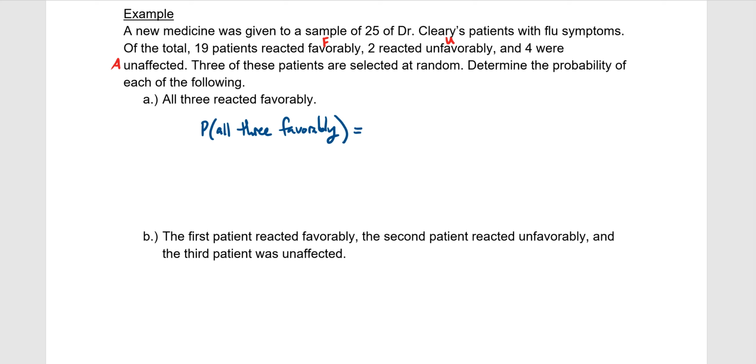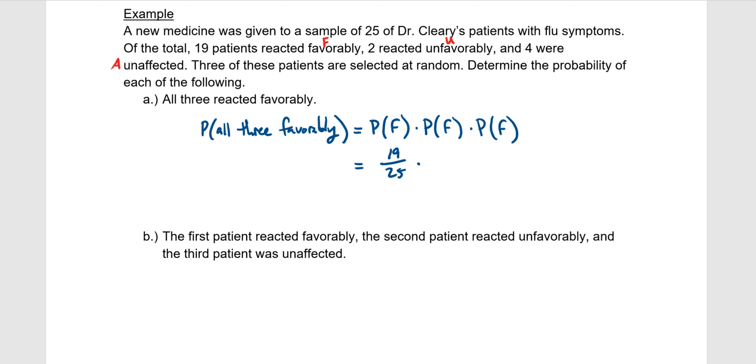It's going to equal the probability that the first one reacted favorably times the probability that the second one reacted favorably times the probability that the third one also reacted favorably. Okay, so this time we have 3 different people to worry about in this case. So the probability that they react favorably is going to be empirical probability because we actually have an experiment being done. We have some data.